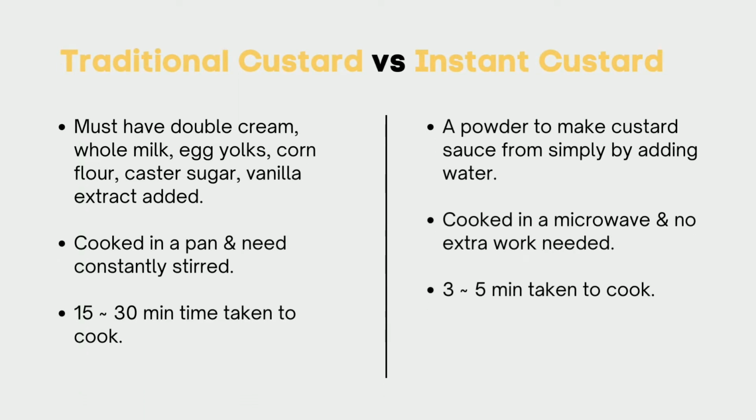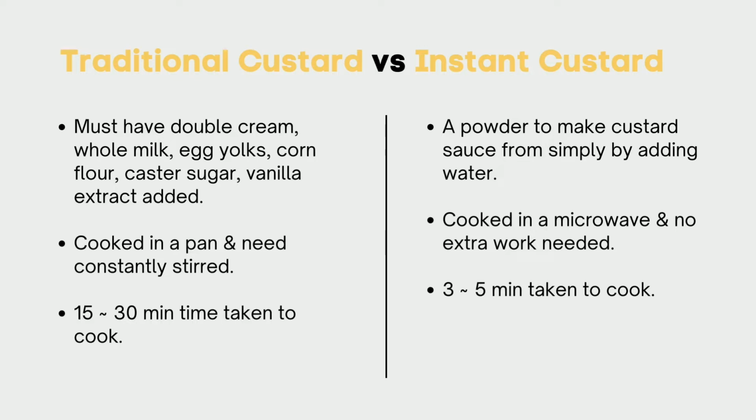Traditional custard versus instant custard. For traditional custard, it must have double cream, whole milk, egg yolks, corn flour, custard sugar, and vanilla extract added into it, and it is cooked in a pan and needs constant stirring. Usually, it will take about 15 to 30 minutes to cook it.